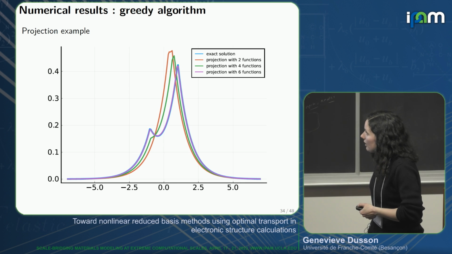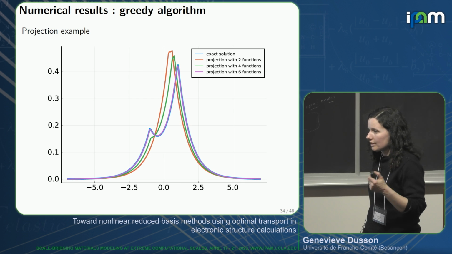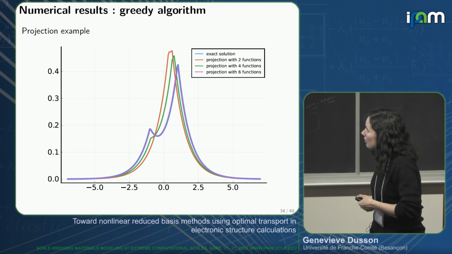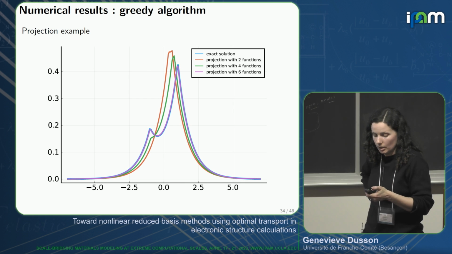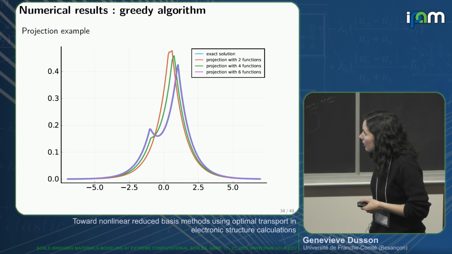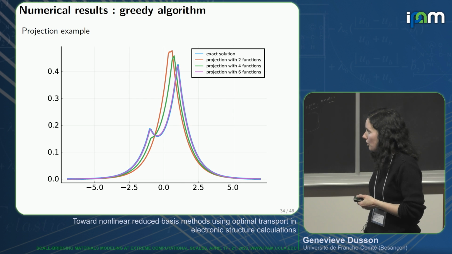Okay, and so this is an example of the projection of a random solution for different sizes of bases. The red one is if we only consider 2 functions, then 4 functions, and we see that in this specific case, if we take only 6 functions, we don't see the difference between the approximation and the true solution.